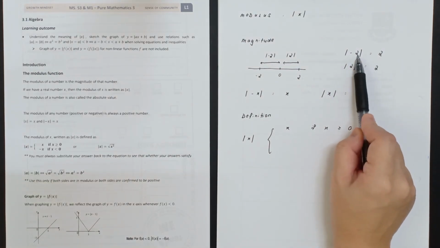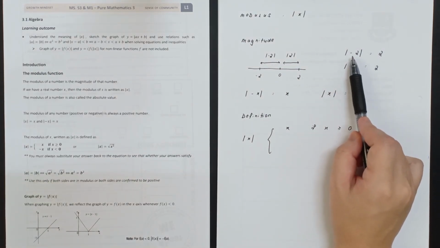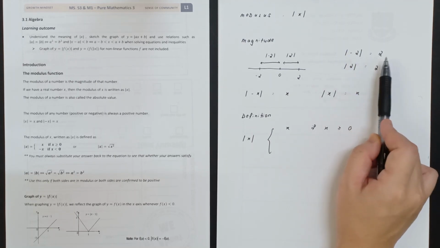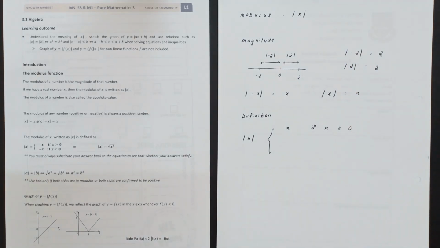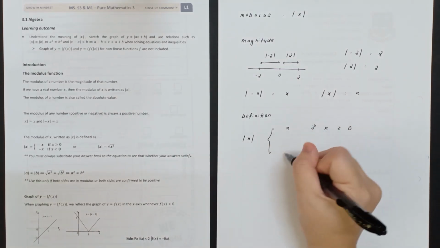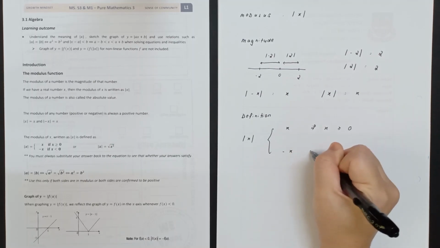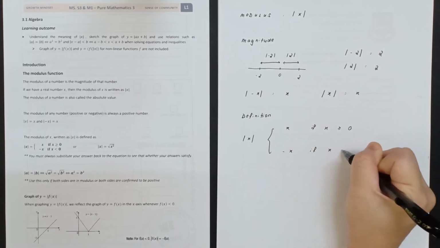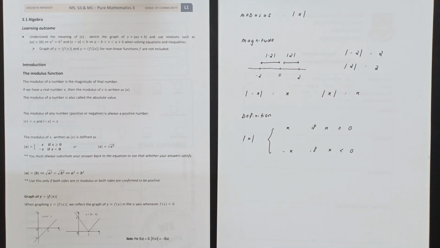Now move on to the other one. Let's say negative 2. What did you actually do to negative 2 so that it becomes 2? You negate the negative number, correct? So negative becomes positive. So modulus x equals negative x if x is a negative number.